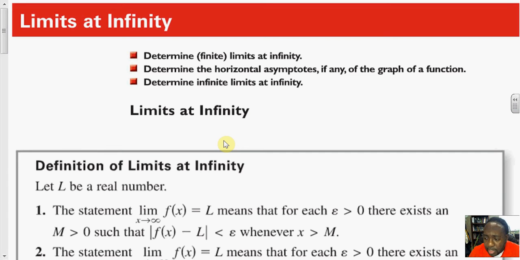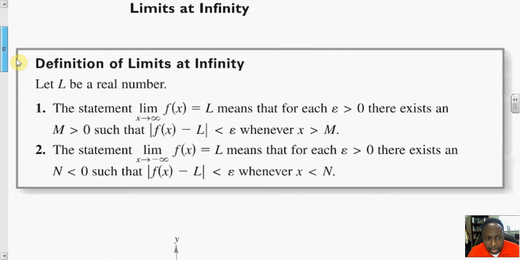So what do you do? Let's look at some techniques today to determine how to examine and then to solve limits at infinity.